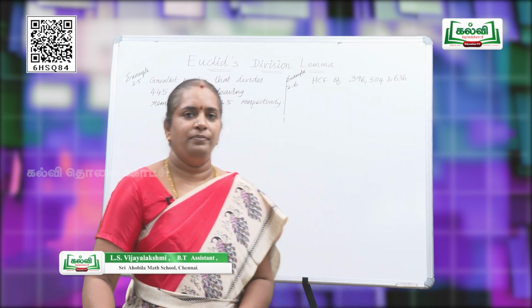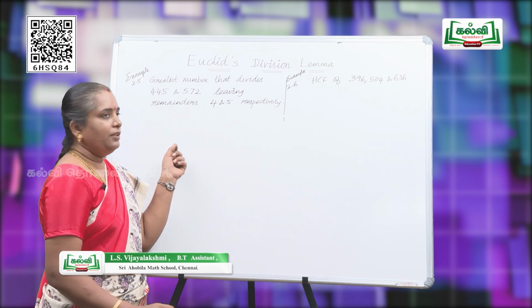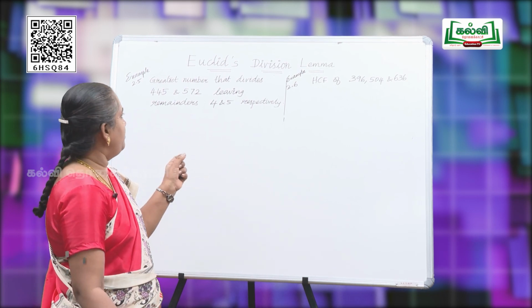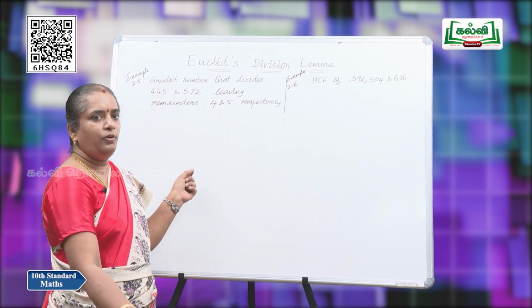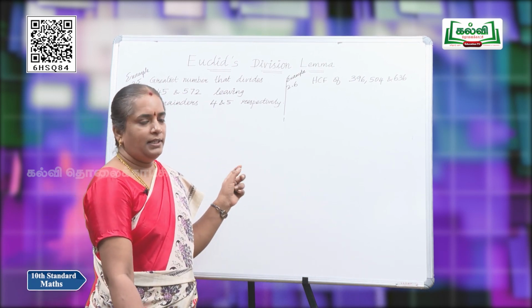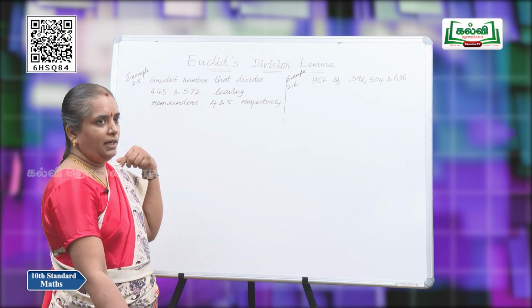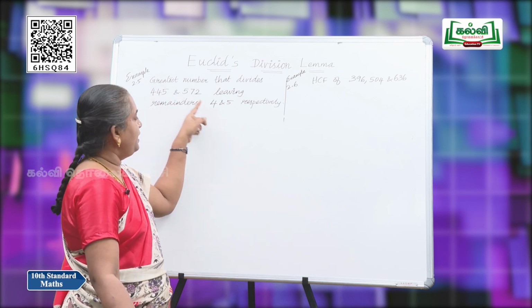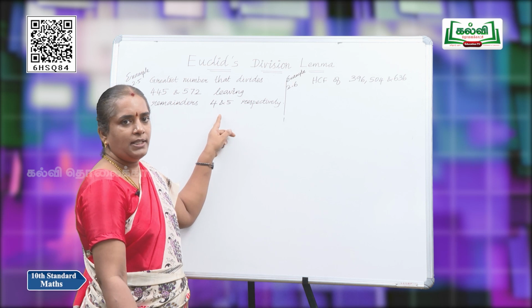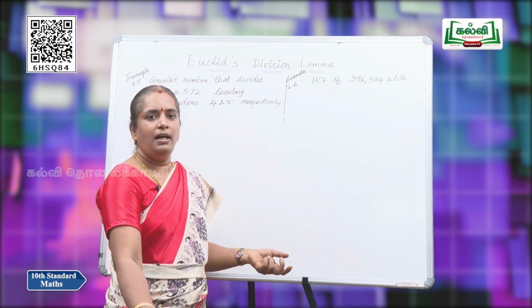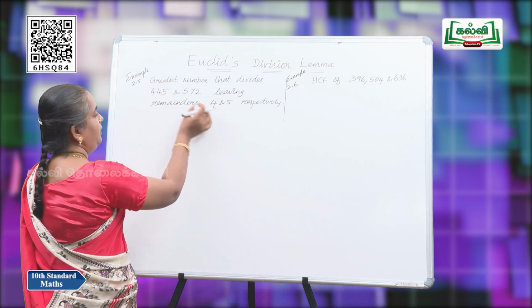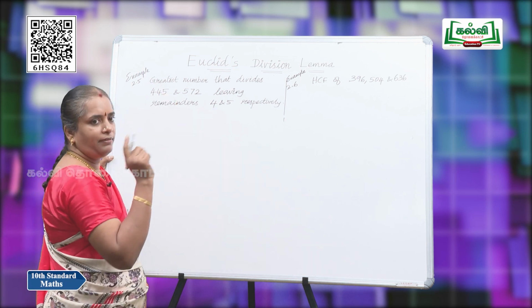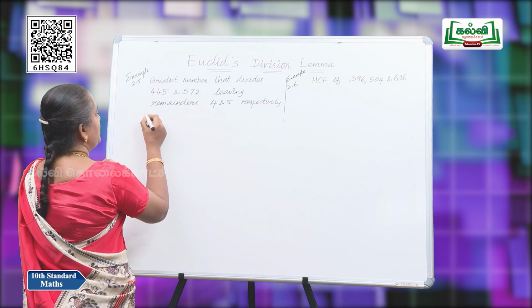See, in the sum, you are going to find the greatest number which divides 445 and 572, leaving remainders 4 and 5 respectively. That is, on dividing by our number, these numbers leave remainders. So, first let us subtract these remainders and get the dividends. So, from 445 we have to subtract 4 to get our first number.